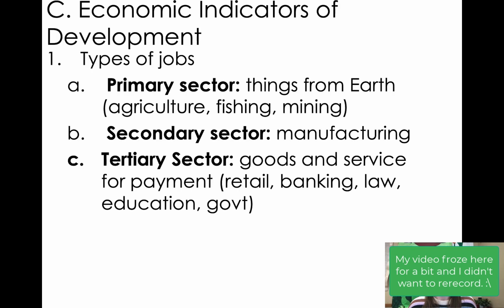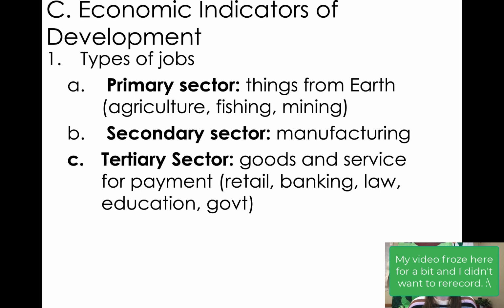Okay. So looking at economic indicators of development, first and foremost are the types of jobs. And we talked last unit a little bit about the tertiary sector, kind of mentioned the other sectors. Here we're going to look more specifically at it. So the first one is the primary sector, our most basic, primary being first. These are things that are coming from the earth. So agriculture, fishing, mining, lumber, stuff like that. It's coming directly from the earth.